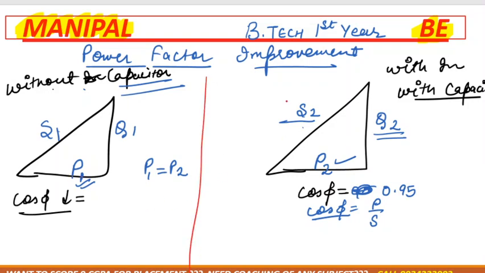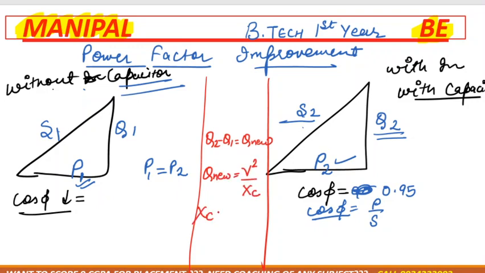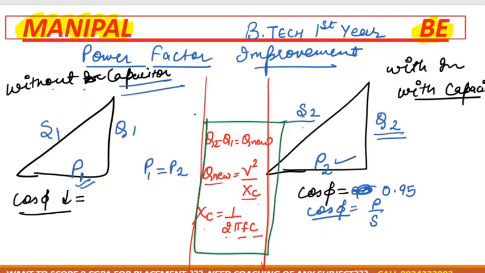So after this, we'll make a standard thing, that is Q2 minus Q1 is equal to Q new. And what is Q new? Q new is basically V square over XC. And XC is equal to 1 by 2 pi FC. Frequency is also given. We know XC, we have calculated it from here. Then we can put it in and we'll get C. Okay. These are the standard formulas which we need to use in case of power factor improvement. Got it? This one first.